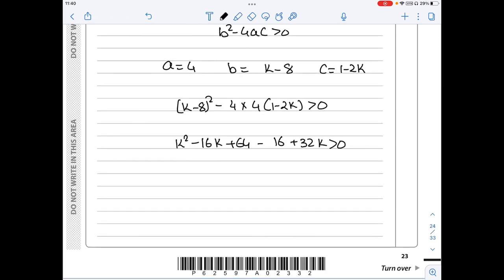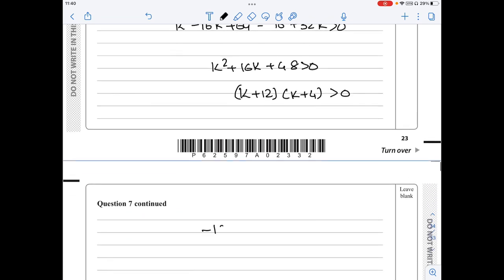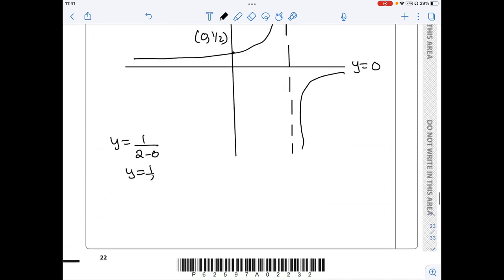From there, what do I get? k square plus 16k plus 48 is greater than 0. Factorize that: (k plus 12) times (k plus 4) is greater than 0. What are the critical points? Minus 12 and minus 4. So k is greater than minus 4 and k is lesser than minus 12. That is going to be the answer.